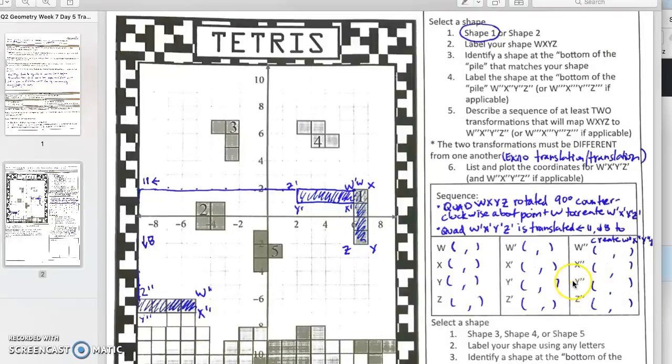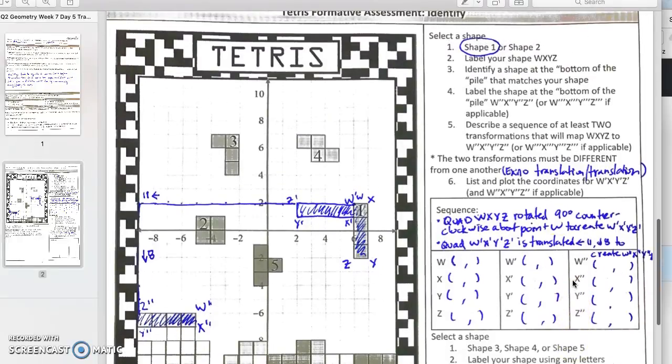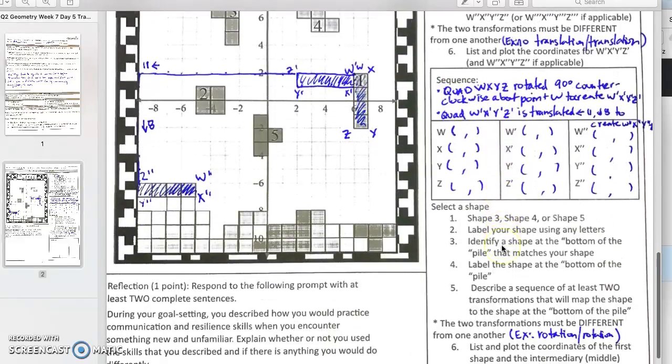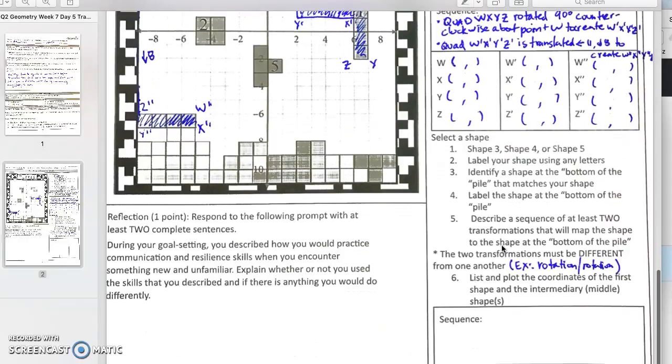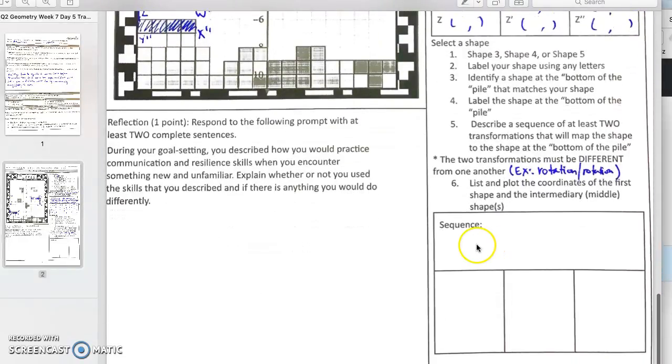Make sure that you do this for shapes 1 or 2, and please use a different one than what I modeled, as well as for shapes 3, 4, or 5. And you're going to do the same thing. You're going to determine the sequence, and you're going to write down the coordinate points that represent that sequence. And then in your reflection, you're going to be describing how you applied your communication and resilience skills that you identified in your goal setting. So this will be counting as a formative assessment, as well as your reflection will be counting towards your Habits of a Scholar grade.